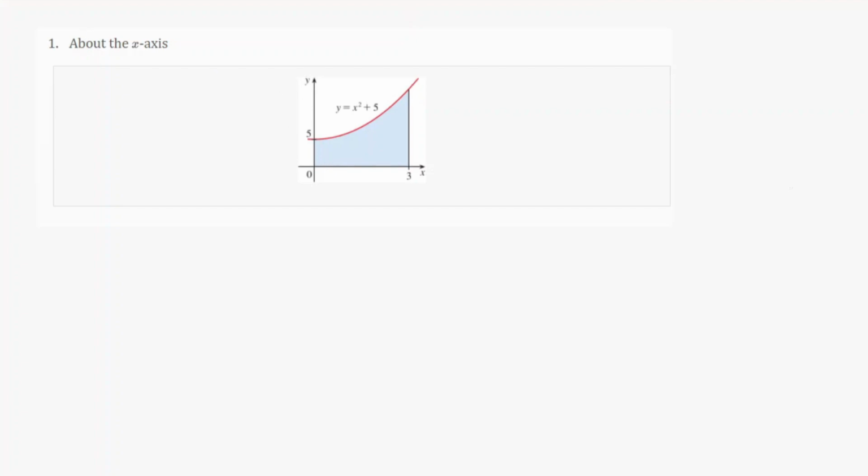This function here is going to be rotated about the x-axis, which means it's going to be rotated around here. So it's going to create a circle type of shape. Now, x squared plus 5 is going to give us our radius at any given time. And our limits of integration are going to be from 0 to 3. So let's first set up the integral. So we have from 0 to 3.